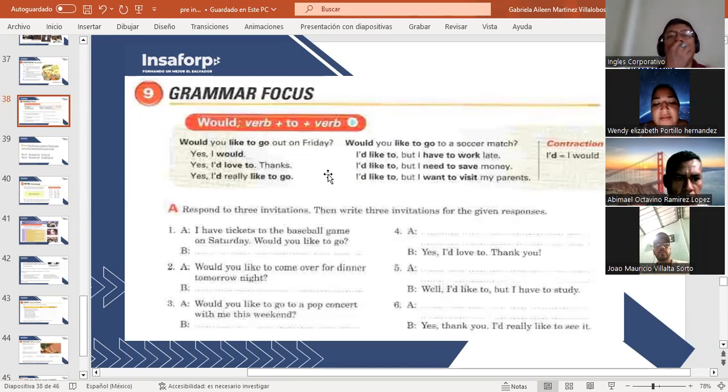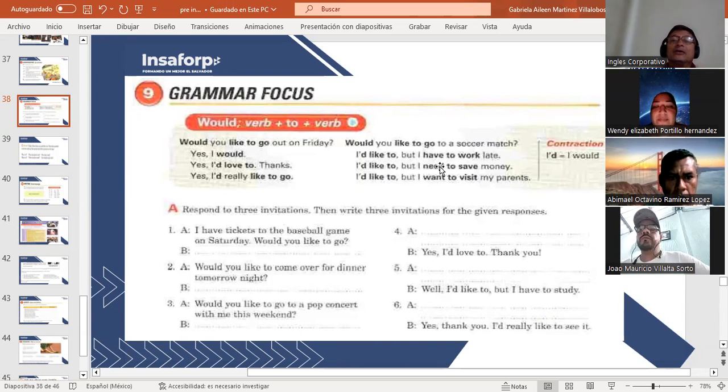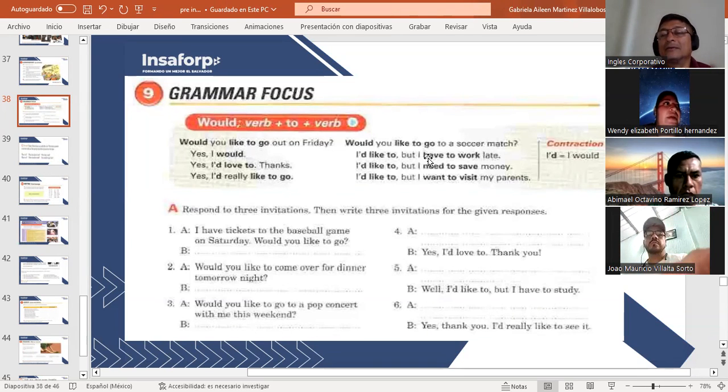All right. Now let's see the other examples. Would you like to go to a soccer match? I'd like to, but here you are declining the invitation. When you don't accept the invitation, you decline the invitation. On the first example, you accept the invitation. On the second example, you decline the invitation. You don't accept. Understand?